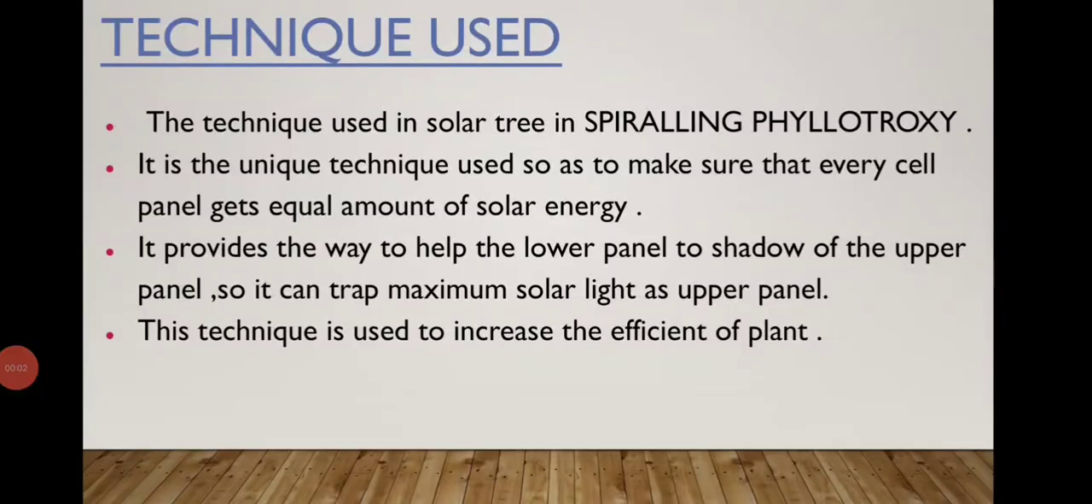Technique used. The technique used in solar tree is spiral phyllotaxy. It is the unique technique used so as to make sure that every solar panel gets equal amount of solar energy. It helps the lower panel avoid the shadow of the upper panel, so it can trap maximum sunlight as the upper panel. This technique is used to increase the efficiency of the plant.